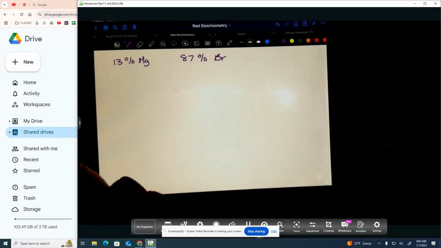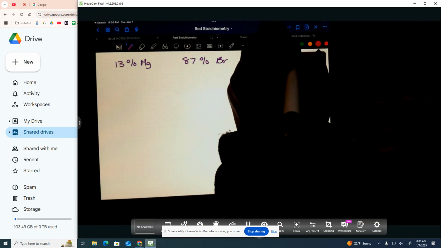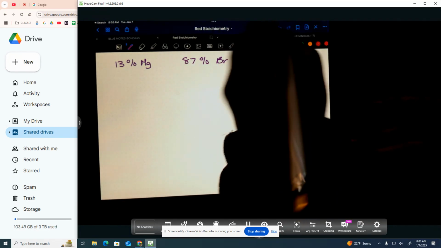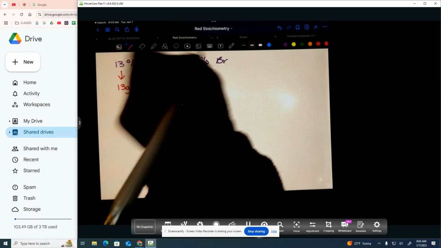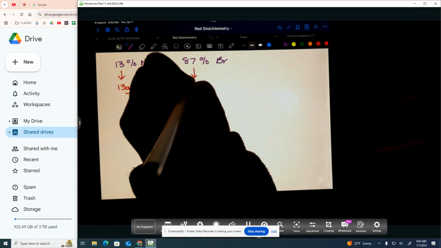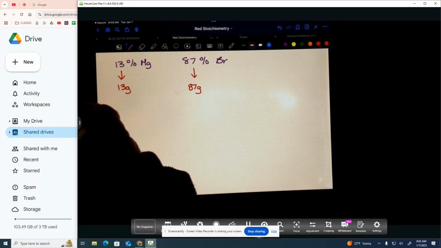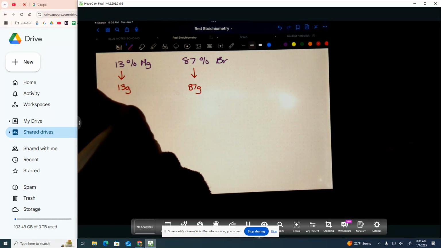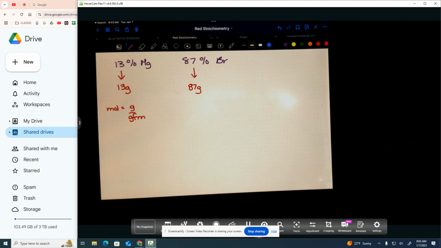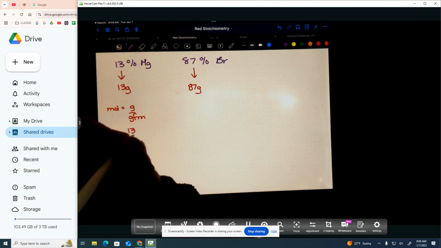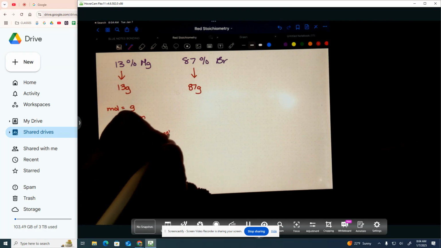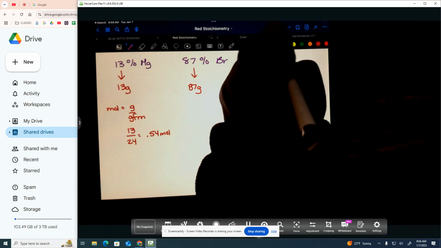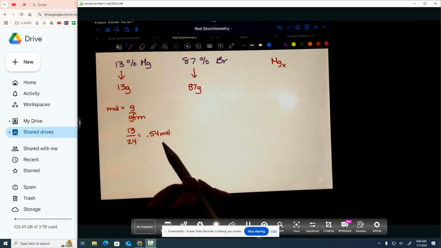Okay, let's do it and see if you get your right answer. 13%, we're going to make it 13 grams. 87%, we're going to make it 87 grams. We're going to find moles. Moles equals grams over gram formula mass. 13 divided by 24 is going to give us 0.54 moles. So magnesium, that X is going to be 0.54.